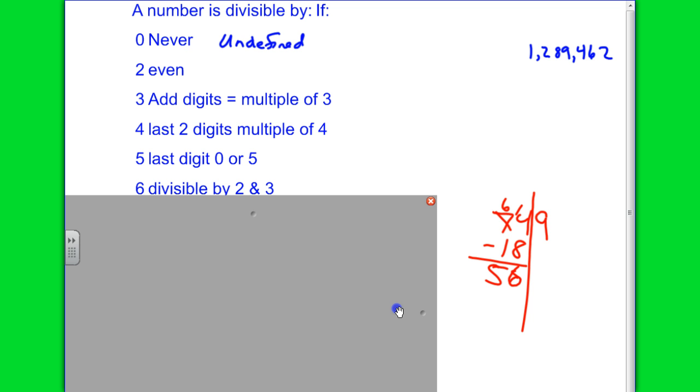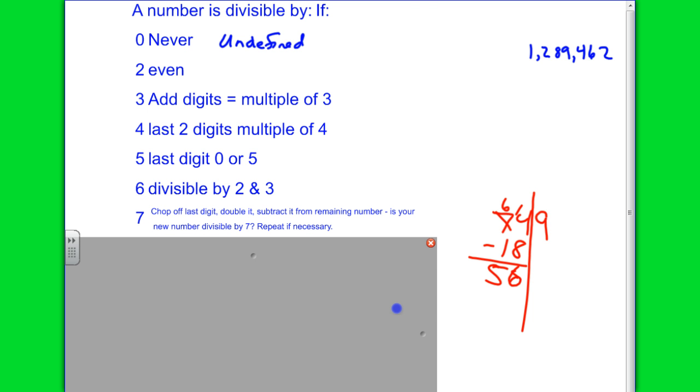Okay, look at what we actually have, 56. Is 56 divisible by 7? Yes. It's 7 times 8. So that's how you do it. You literally chop off the last digit, double it, subtract it from the remaining number. Is your new number divisible by 7? Repeat if necessary. So we're going to try this now with Mark's number, because I have no idea if that number is divisible.